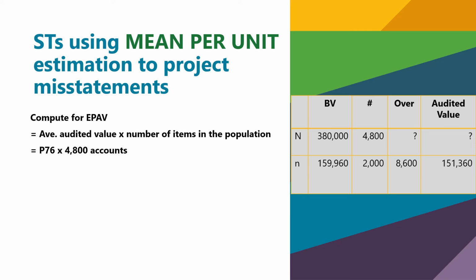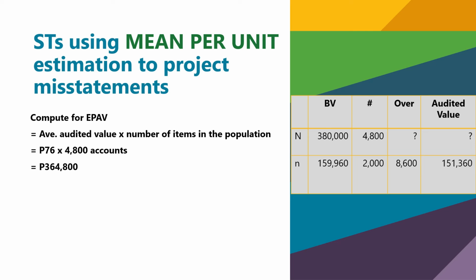So that was 151,360, the audited value, divided by the sample size of 2,000. So that's 76. So under mean per unit, mean means average. So we got the per unit balance of the customers. There is a balance of 76 pesos per customer, and there are 4,800 customers. Therefore, our audited value is 364,800.